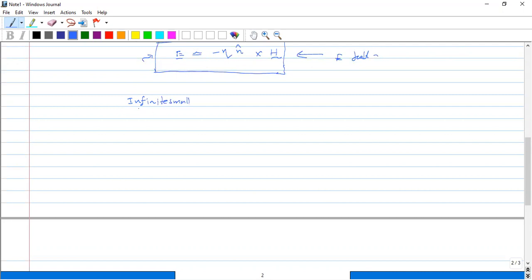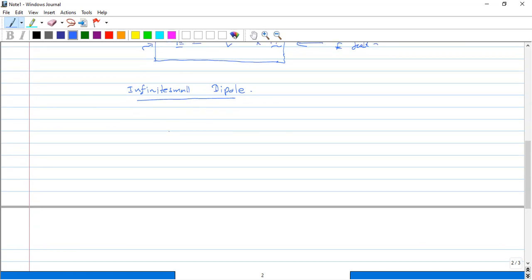It is, as I can remember, pronounced as infinitesimal dipole. Okay. I'm not sure, please check. Anyway, I'm used to pronouncing it as infinitesimal dipole, so when I'm doing this, I will pronounce it like this. Don't take it seriously.